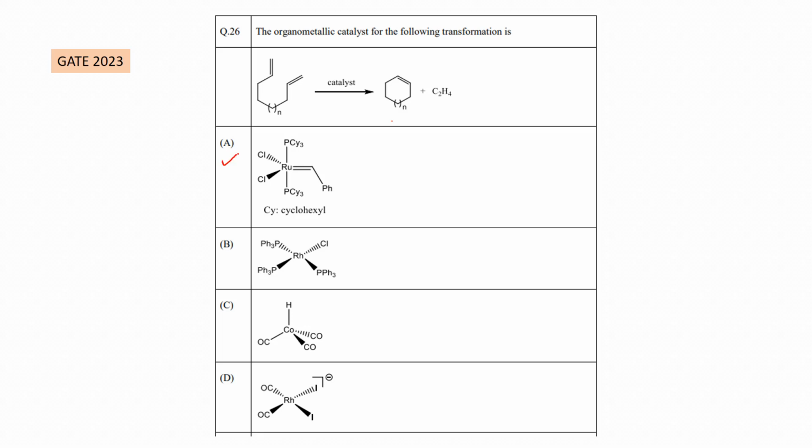Obviously this one, because as we have discussed right now, Grubbs catalysts are capable of doing this. This is Wilkinson catalyst, which is used for hydrogenation reaction. This is used for carbonyl incorporation reaction, and this is also a different type of reaction. But for this type of reaction, the only reagent which will work is this ruthenium catalyst, that is the Grubbs catalyst. So the correct option will be option A.